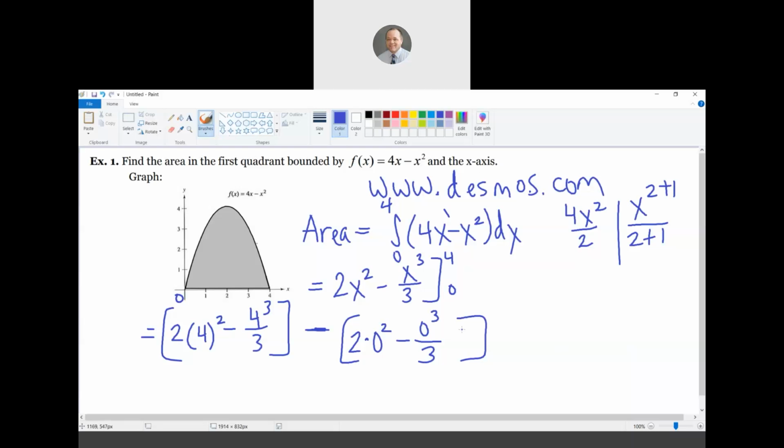Now, everything in the second substitution goes to 0. So all we have to worry about calculating is the first substitution. 4 squared is 16. Times 2 gives us 32. 4 cubed is 64 over 3.